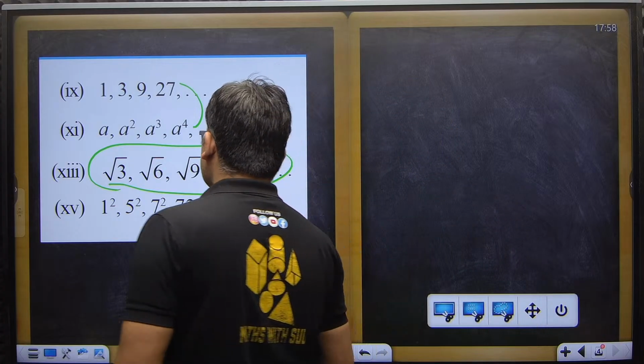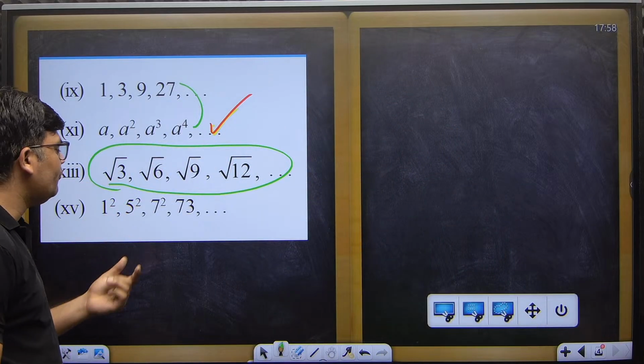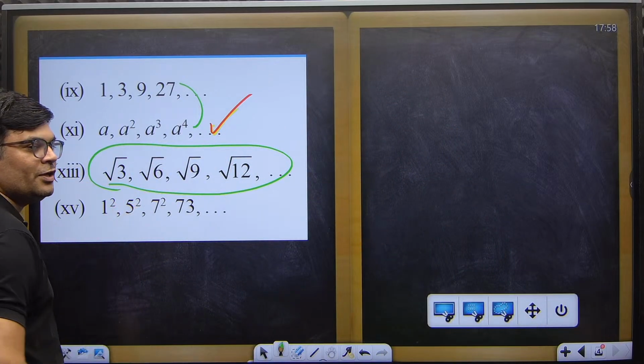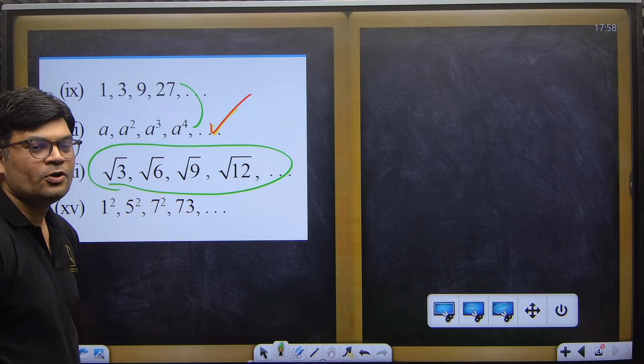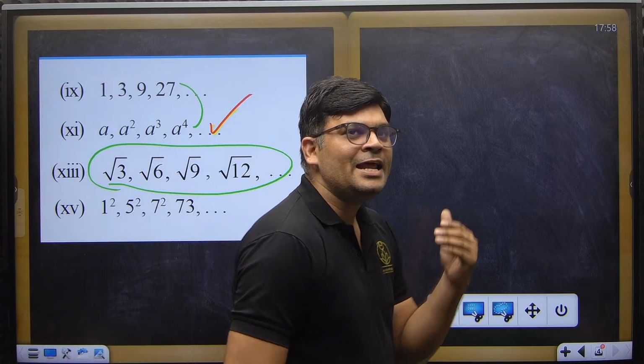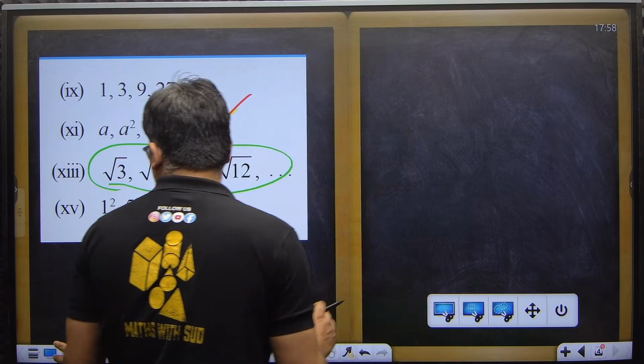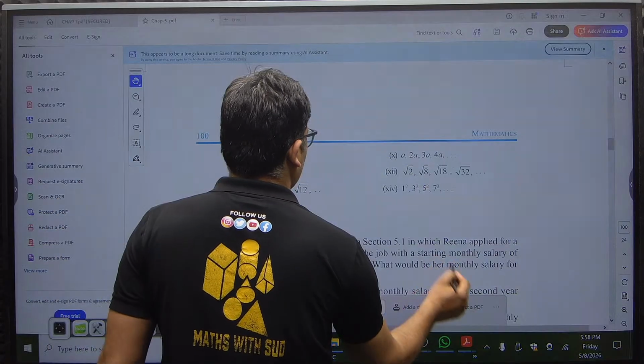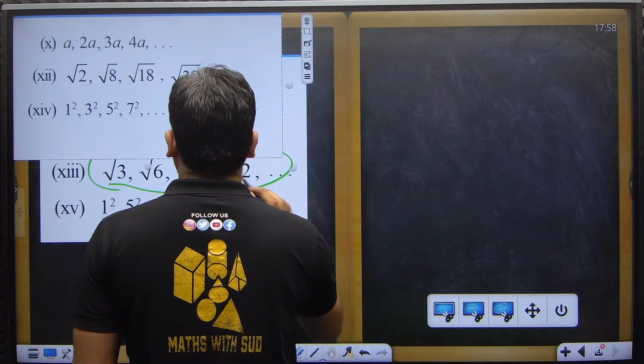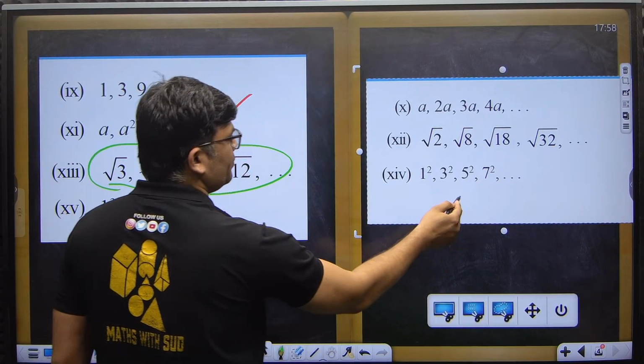Yes sir. Okay, so 5 square minus 1 is how much? 24. 49 minus 25 is 24. 73 minus 49 is going to be 24. So this is an AP because the common difference is 24. All right, Vardhika, is that clear to you? Yes.